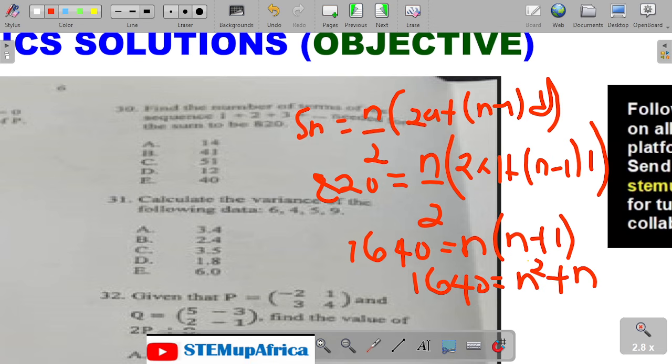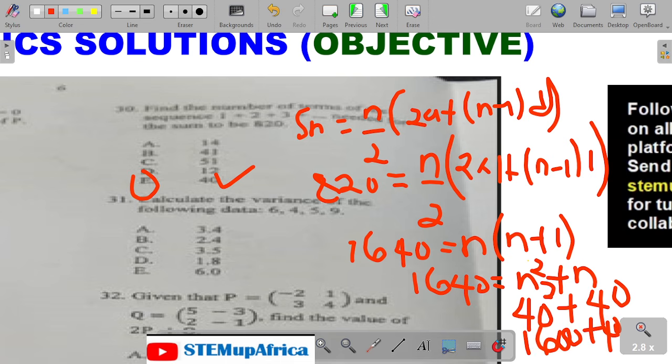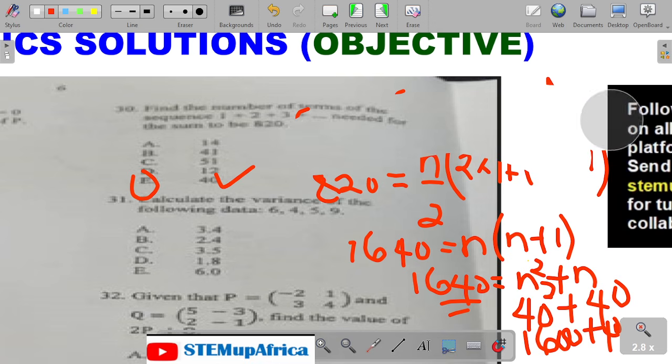If you rearrange this into the quadratic formula, you are going to solve for n. Let me simplify with my calculator. Solve and n will give you 40. In fact, you can try it out. When n is 40, it's now 40 squared plus 40, 1600 plus 40 will give us 1640, which is the left hand side. So now we are asked to find the variance.